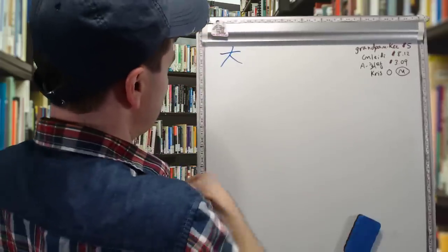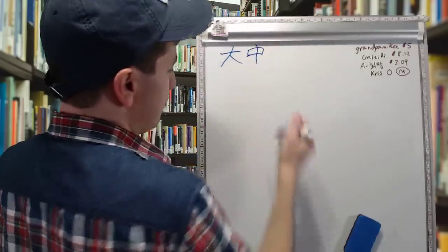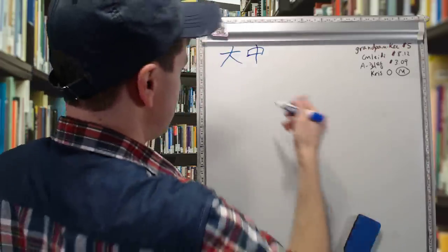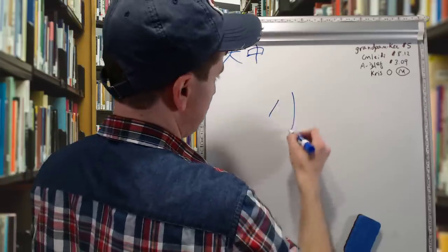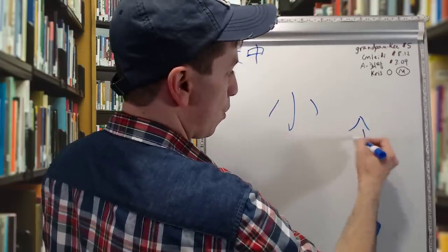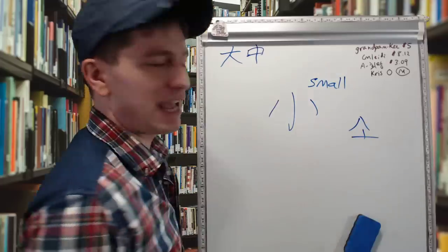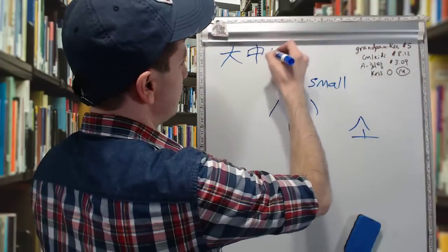Okay, let's put this up here. The next one we're going to learn is... Oh yeah, let's just do this one. This one is 소, and 소 means small. So now we've done big, middle, and small. I'll put this one up here.